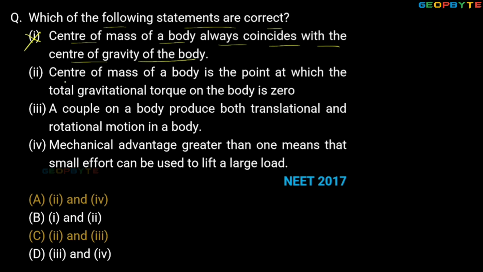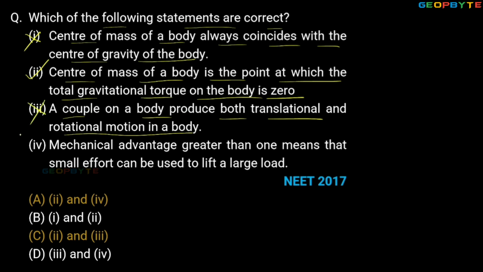Look at the second one. Center of mass of a body is the point at which the total gravitational torque on the body is 0. Absolutely correct. At the center of mass, total gravitational torque is 0. Second statement is correct. Look at the third statement. A couple on a body produces both translational and rotational motion in a body. No. A couple on a body produces only rotational motion, not translational motion. Therefore, the third statement is not correct.